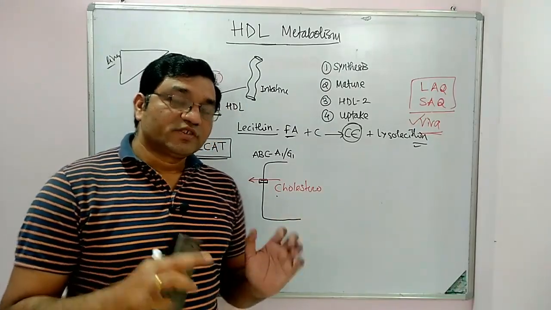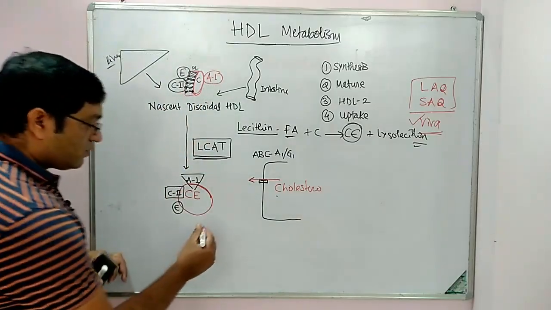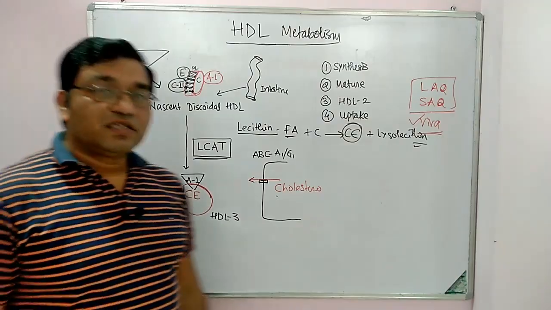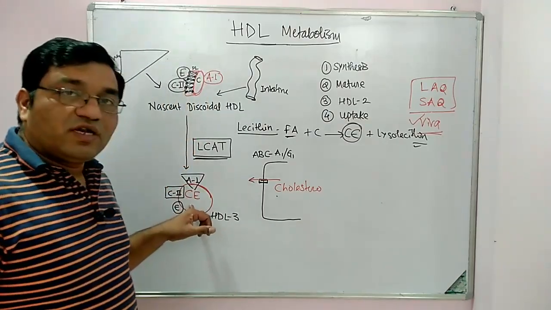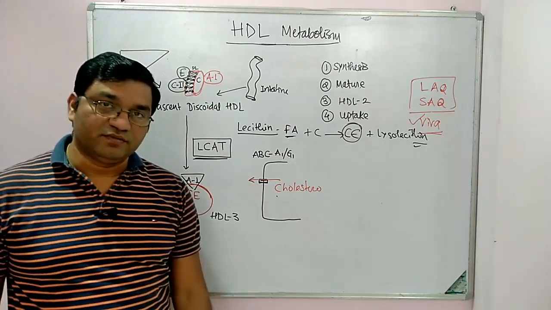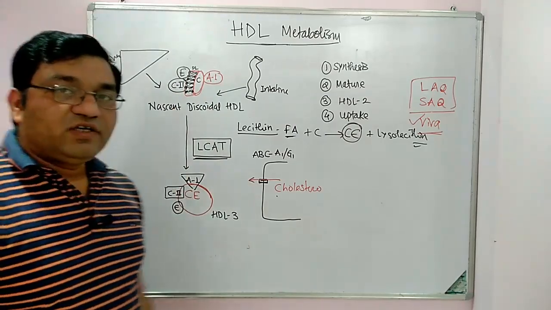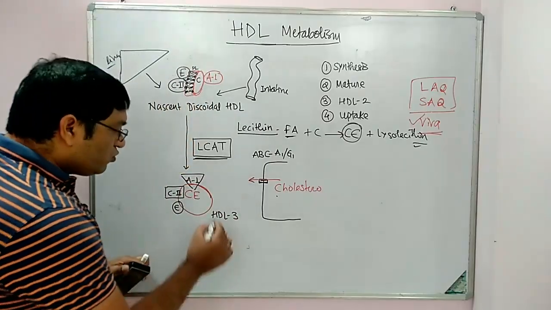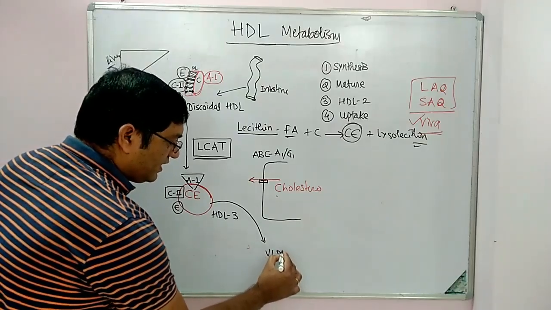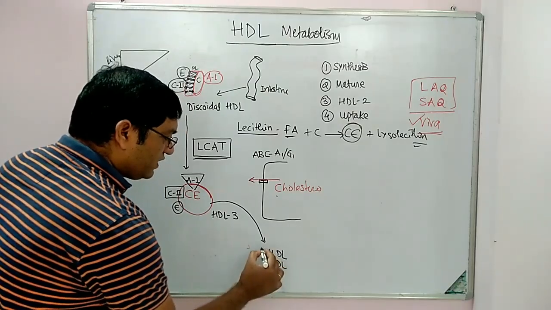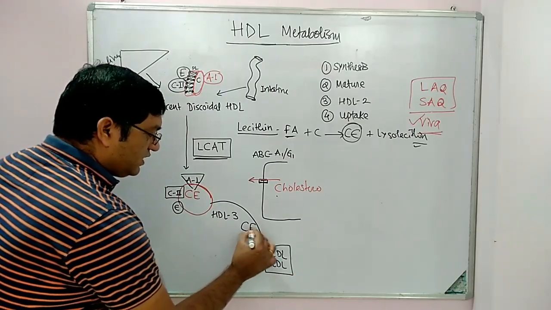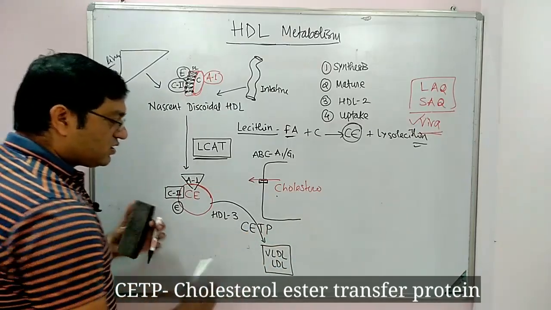HDL particle becomes spherical, and this particle is known as HDL3, which contains a lot of cholesterol esters with the help of LCAT and ApoA1. Got it? This esterified cholesterol from HDL3 moves to the other lipoproteins, that is VLDL and LDL, with the help of CETP, that is cholesterol ester transfer protein.